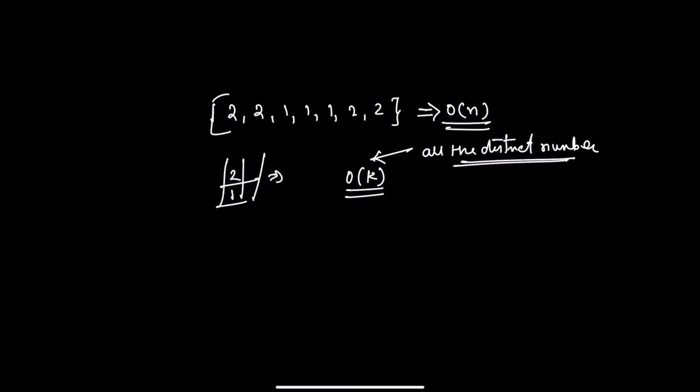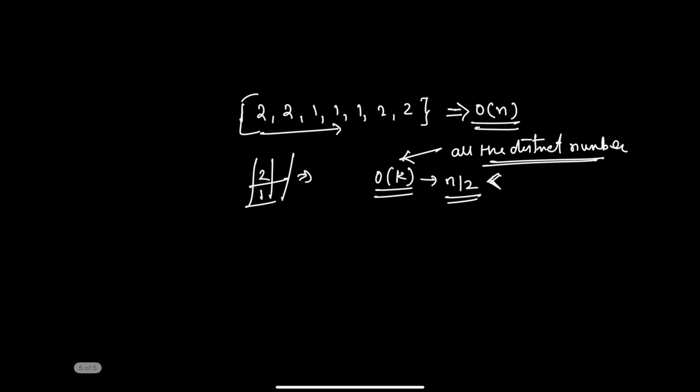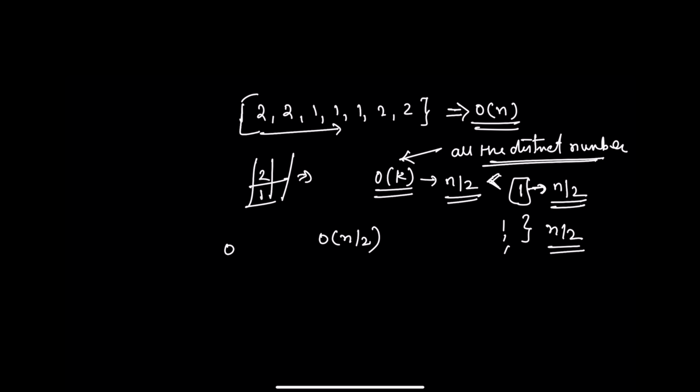But our question says a majority element will always be present. So this is always less than n by 2, because one integer will take n by 2. So if one is there, it will take n by 2. Then the rest, if all of them are different, will take n by 2. So here our time complexity is O of n by 2. Now O of n to iterate the array, plus O of n by 2 to iterate the mapper.